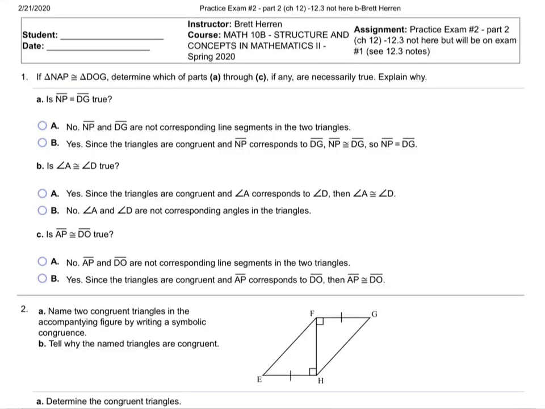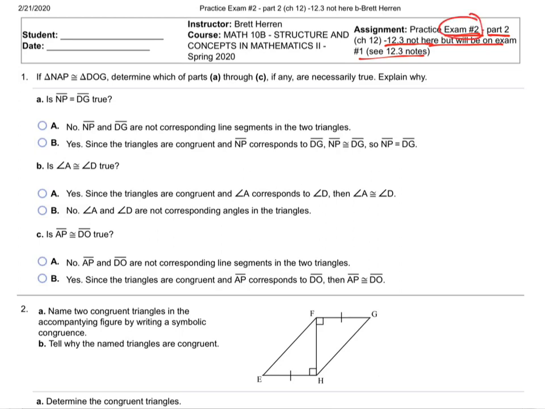Okay, so here we go on practice exam number 2, part 2. Notice the note 12.3, section 12.3 is not covered here, but will be on the exam. See the notes. That's the constructions. Those are the ones where we copy angles, make perpendicular lines, make parallel lines, and make triangles with angles 30 degrees and 60. You need your protractor and your compass and your ruler. All that will be on exam number 2.